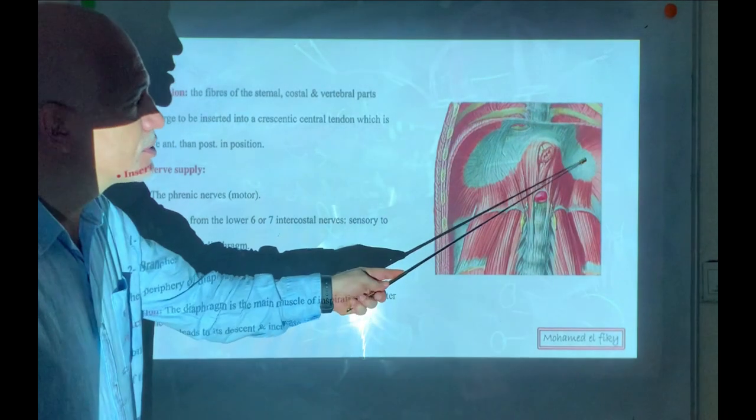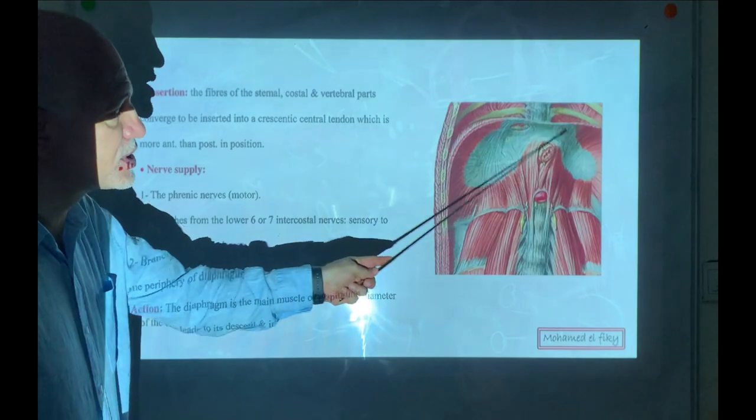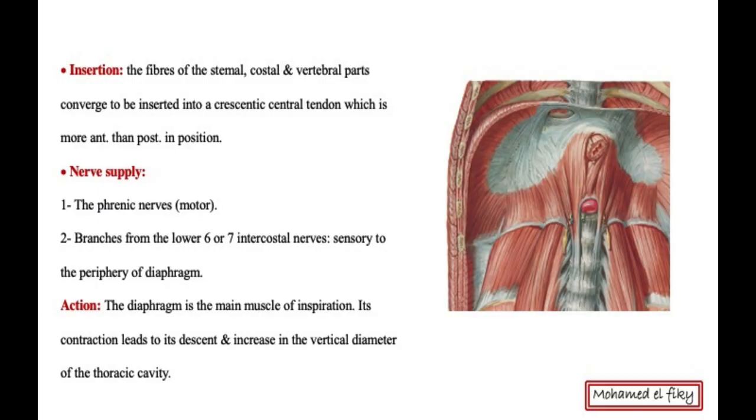The insertion of the diaphragm is into a wide area called the central tendon. The fibers of the sternal, costal, and vertebral parts converge to insert into the crescentic central tendon, which is more anterior than posterior in its position. Nerve supply: the phrenic nerve is motor, moving the diaphragm, but branches from the lower six or seven intercostal nerves are sensory to the periphery of the diaphragm.